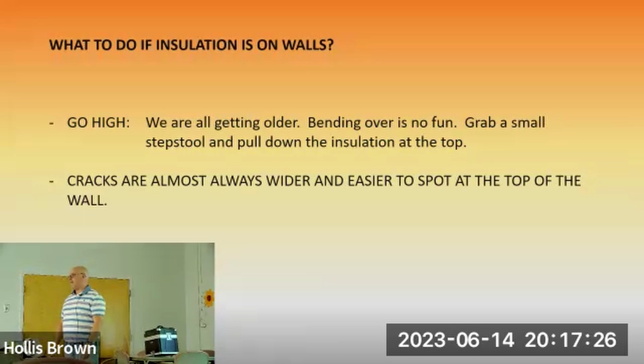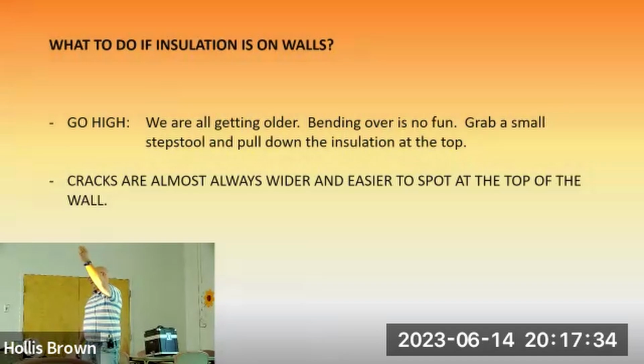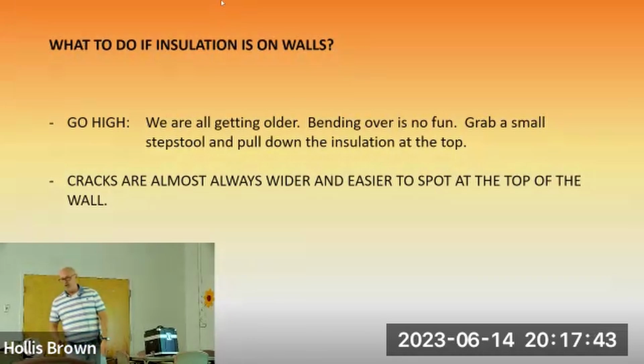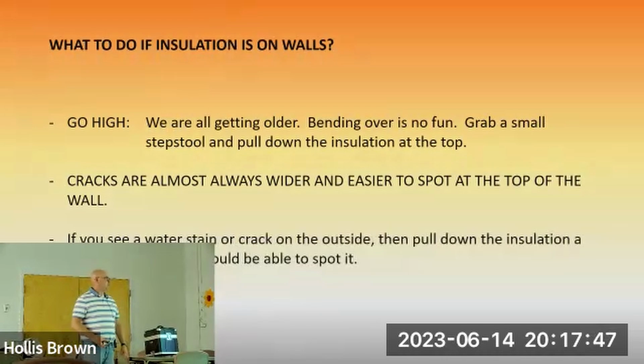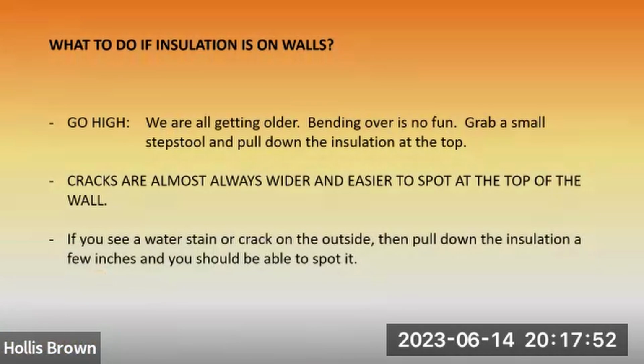But most of the time they are wider at the top, so it's easier to find them at the top anyway. Many times the crack will be, say, 1/8 inch, 3/16 of an inch at the top, and by the time you get to about 2 feet from the floor, it's non-existent. It's disappeared. So you always go high, pull that insulation down a little bit, and you should be able to see it. Also, if you see a water stain or crack on the outside, pull the insulation a few inches and you should be able to spot it.